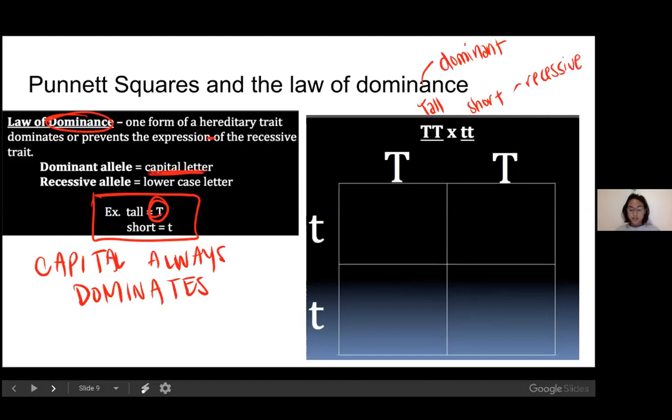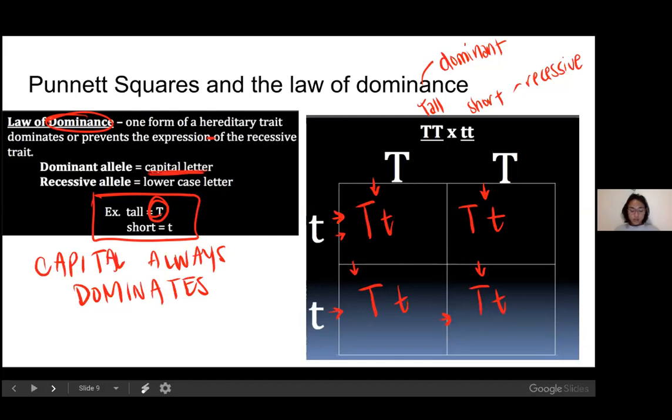I'm going to take the top T and the little t. I'm going to do the same over here. It's also a big T, and it's also a little t. Now I'm going to move to my next box, big T, and little t. And then over here, big T and little t. And I'm just getting those letters from the sides. Now we have the genotypes of 4 kids.